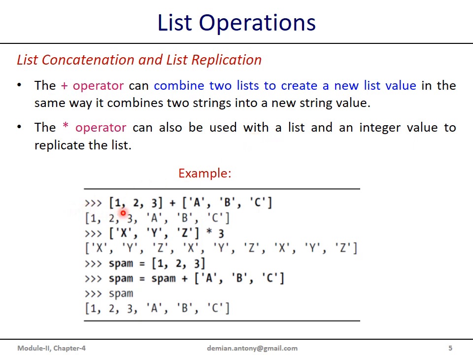In the first example, we are concatenating 2 different types of lists. This is a string list and this is an integer list. And now the concatenation operator results in a bigger list having 6 elements. Similarly, we can augment the existing list by replicating the list elements. Here we are replicating the list elements 3 times by specifying the integer value 3. And now we have a list with 9 elements.